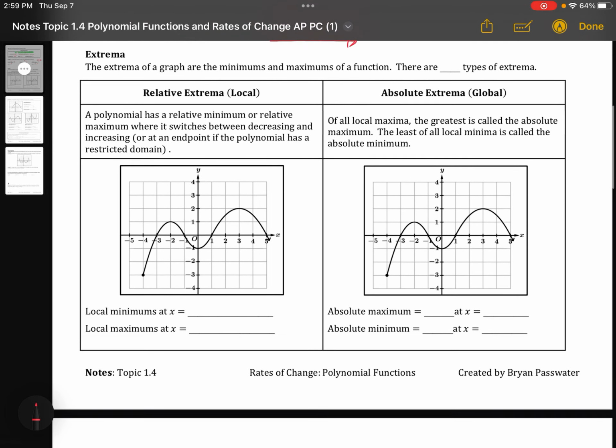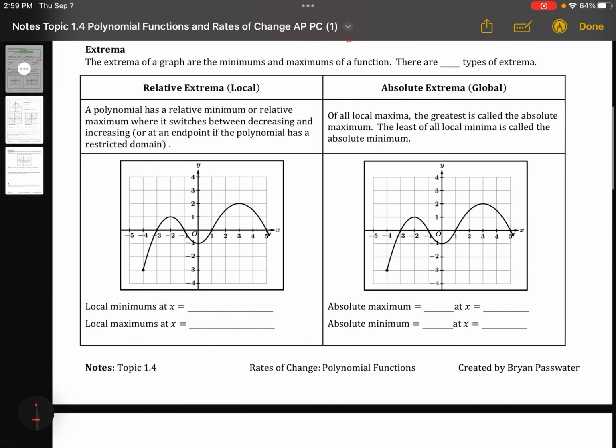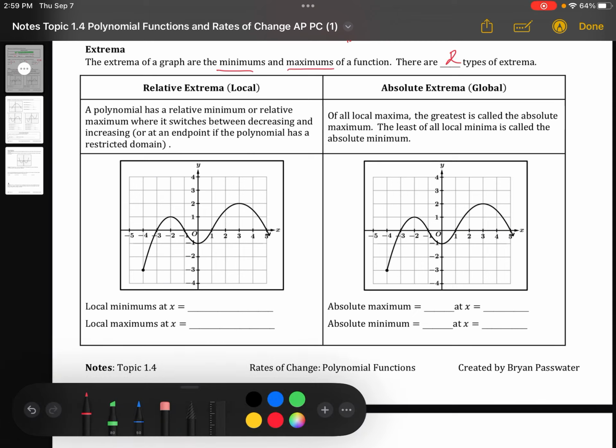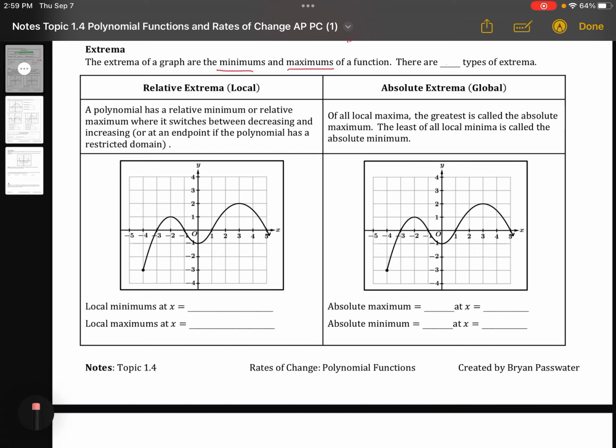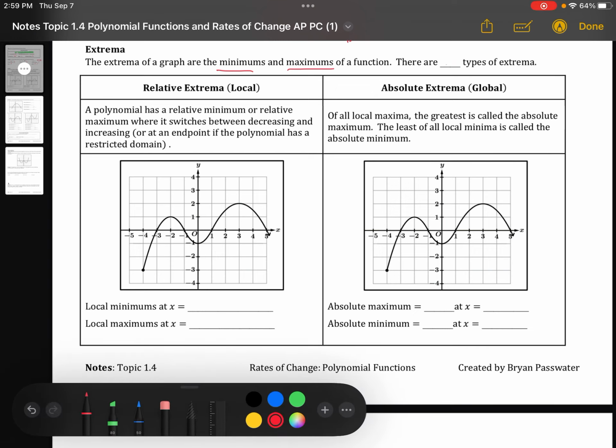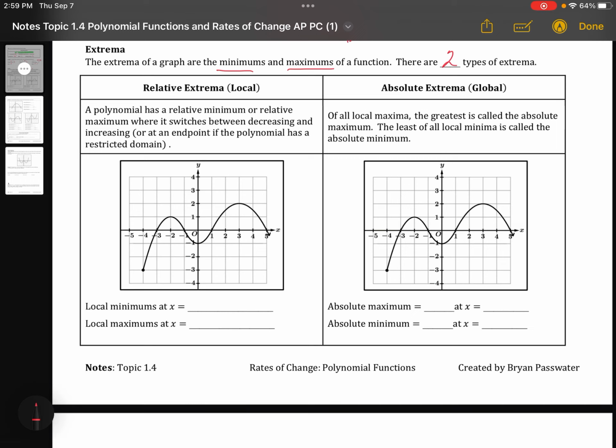Now, extrema is one of the things we're going to be talking about today, finding the maximums and minimums of a function. There are two types of extrema. We have relative extrema, or local, and we have absolute extrema, which are global.